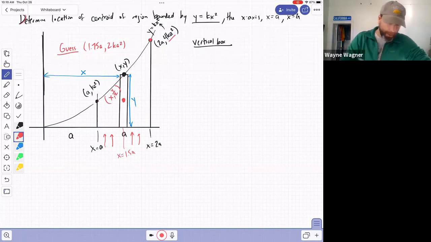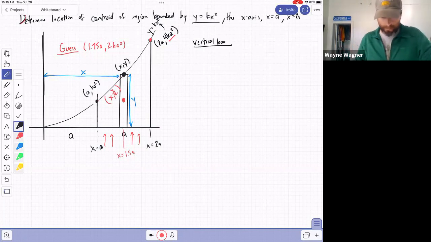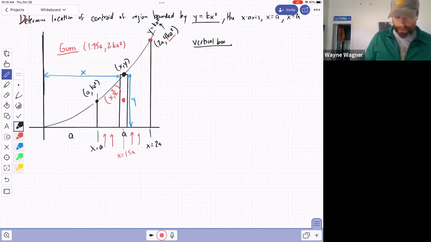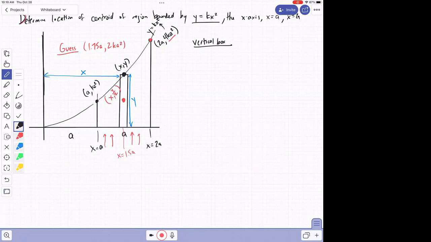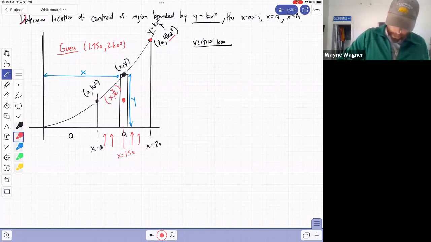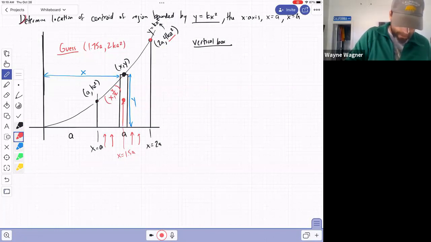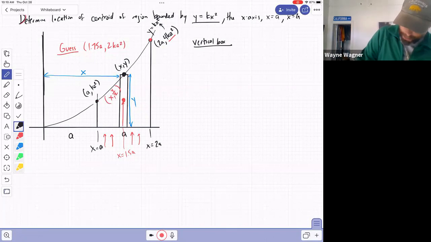That's probably a better way to approach this. Does everybody see that? How did you get Y over 2? The location of that point is halfway up here. Does that make sense? Yes, it does.